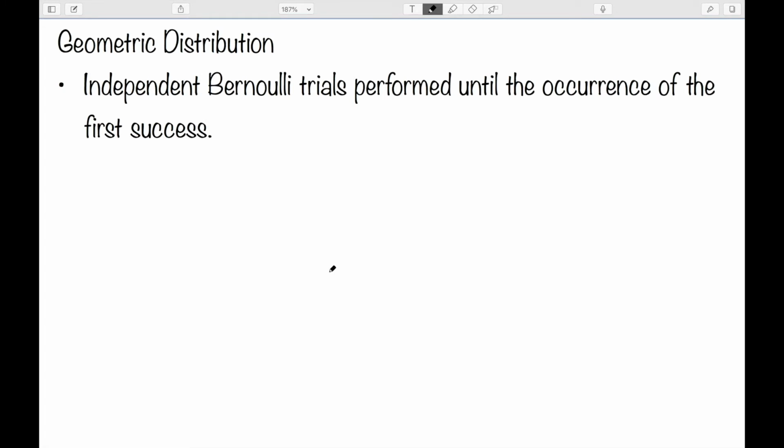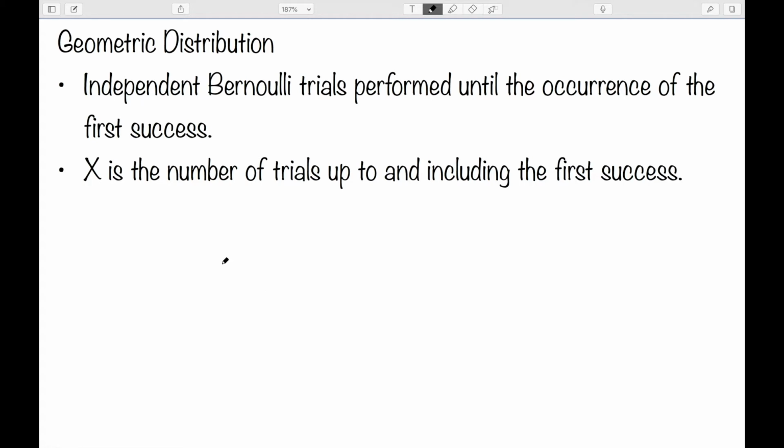In this video, I want to look at the geometric distribution. A geometric distribution has independent Bernoulli trials performed until the occurrence of the first success. So when we start talking about a binomial distribution, we want to know how many successes we get out of n trials. For a hypergeometric distribution, we then get rid of the independent, and for geometric, we still have independent, but this time we're just going to keep performing our experiment until we get our first success.